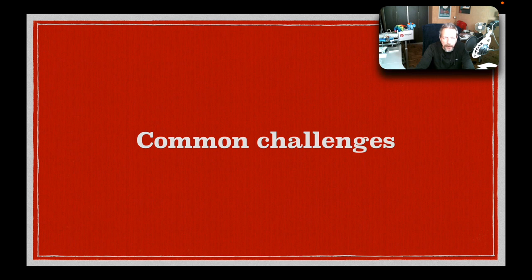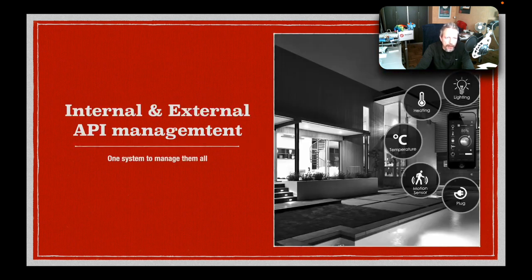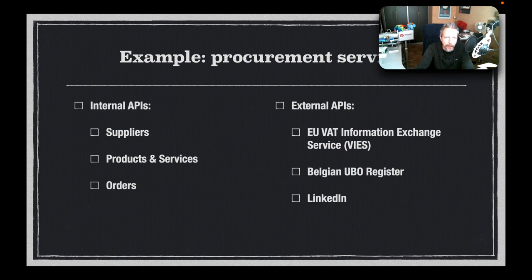What are some common challenges that I come across? Well, first of all, I get a lot of requests about internal and external API management. API Management provides this solution out of the box, and let's have a look at, for instance, the procurement service. You have internal APIs with suppliers, products, services, orders, but also external APIs being the European VAT Information Exchange or the Belgian UBO register, or maybe even LinkedIn.